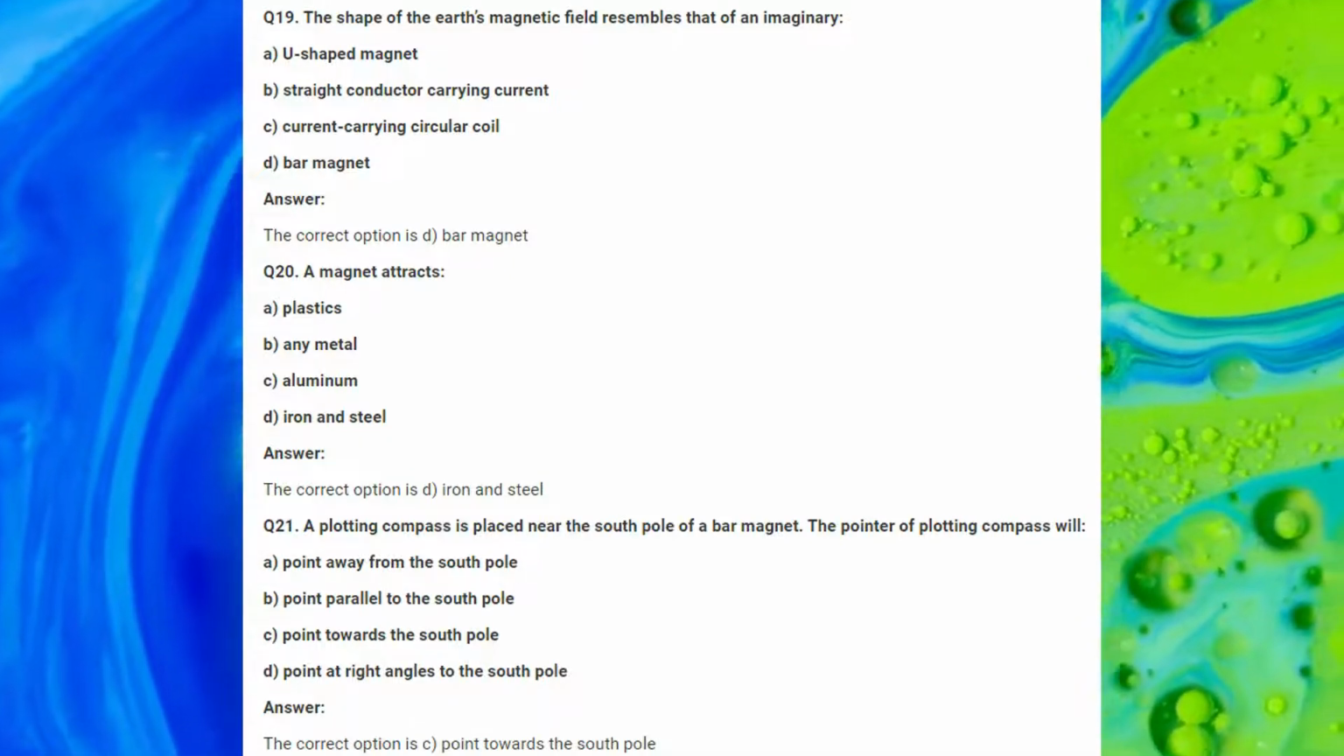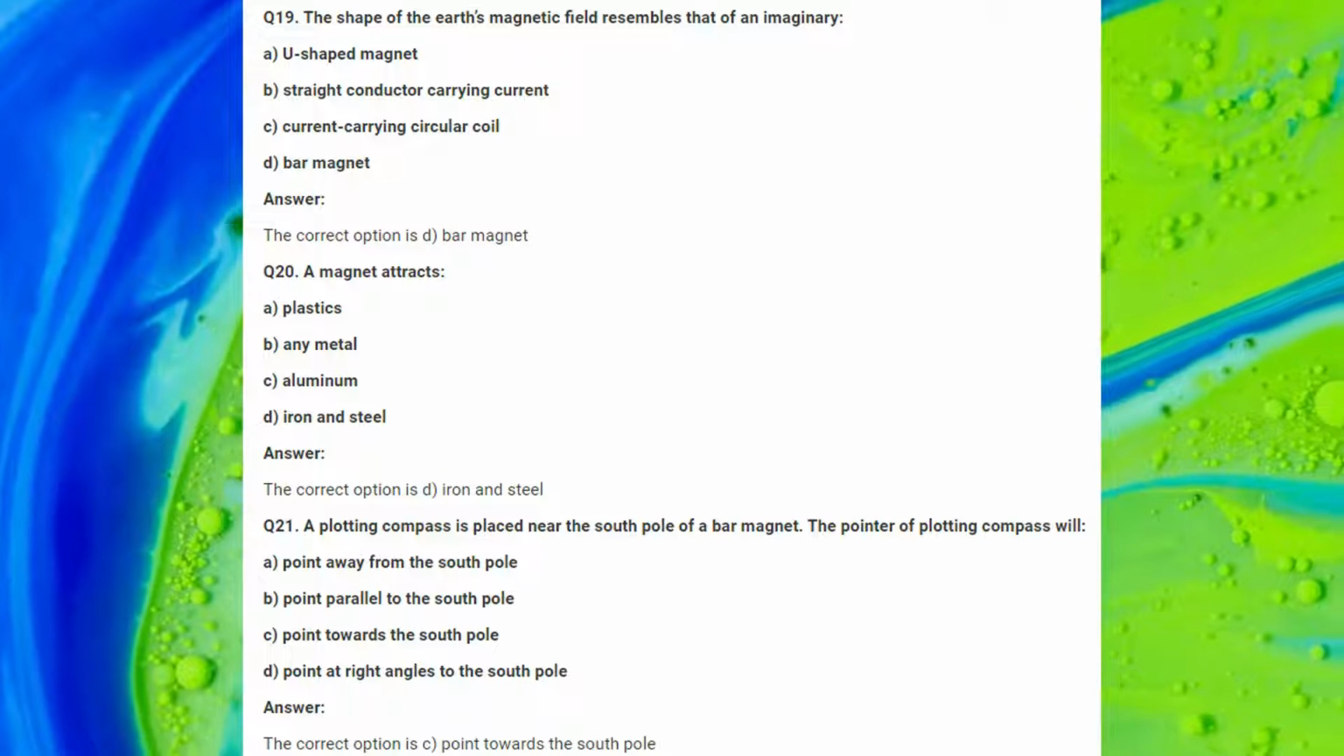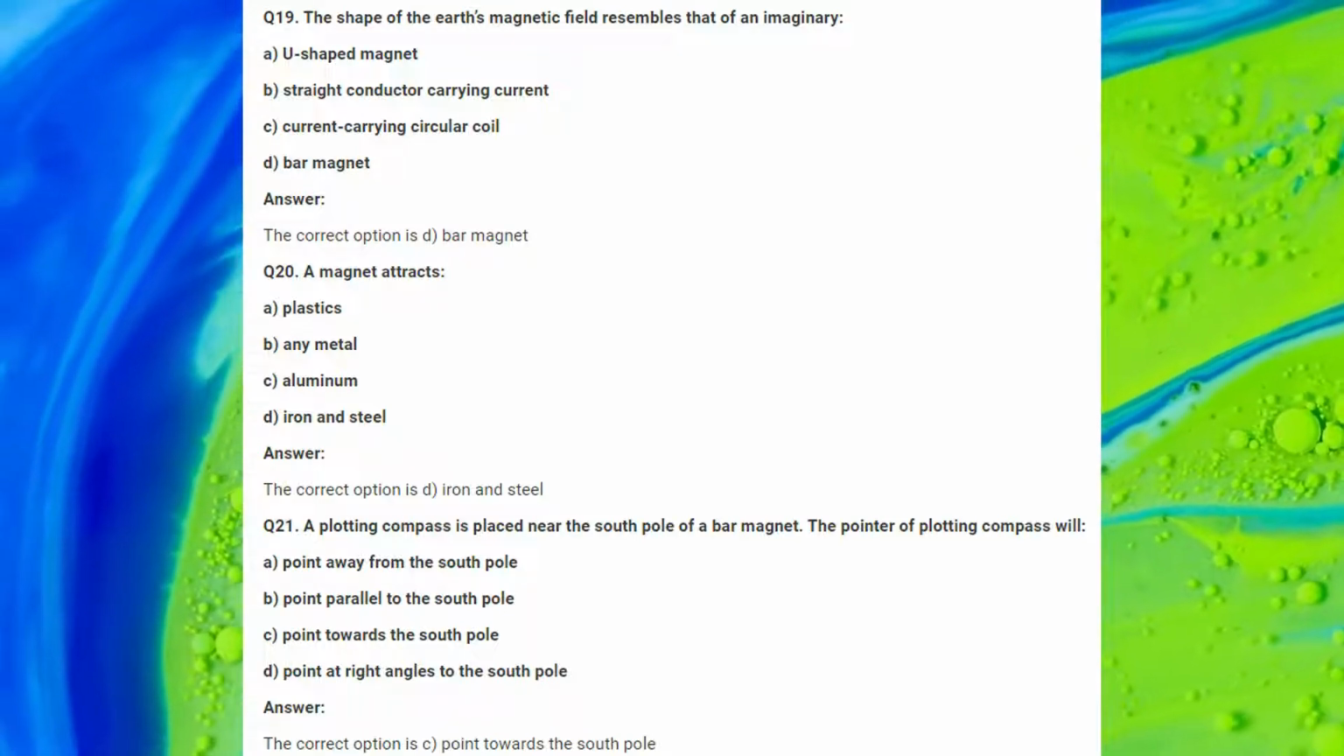Q20. A magnet attracts A. plastics. B. any metal. C. aluminum. D. iron and steel. Answer: the correct option is D.